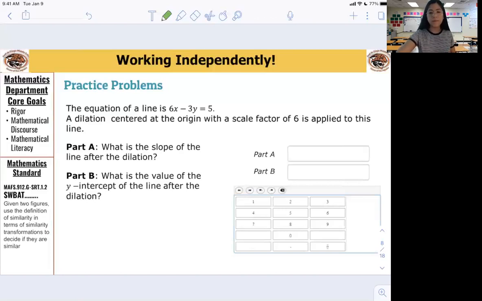Go ahead. Read. All right, the equation of a line is 6x minus y is equal to 5. A dilation centered at the origin with a scale factor of 6 is applied to this line. Just part A. What is the slope of the line after the dilation?